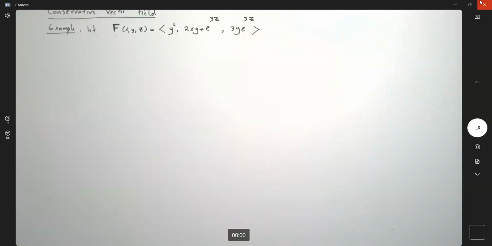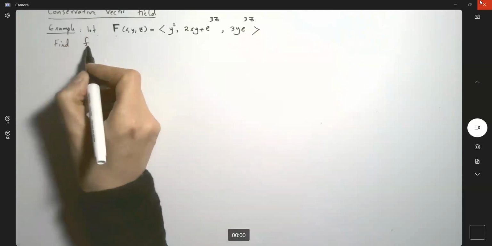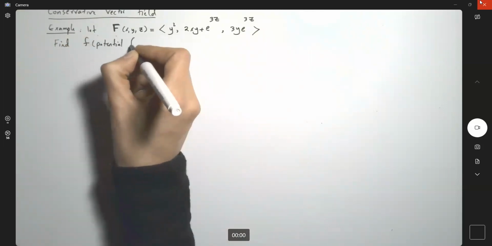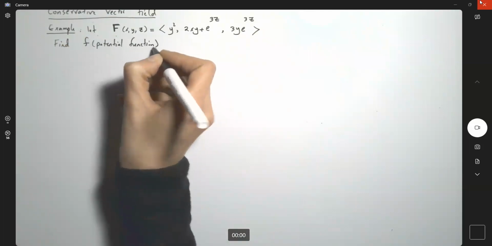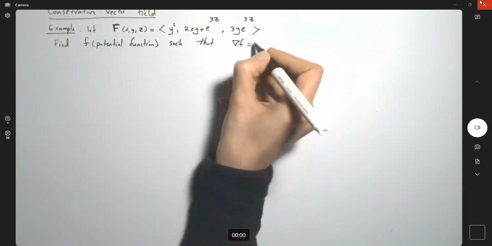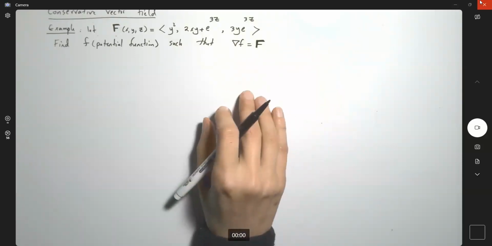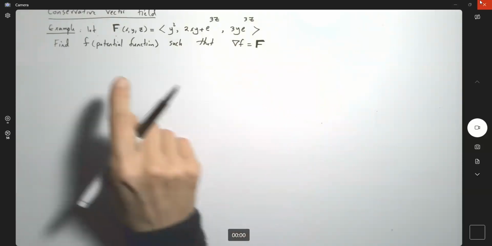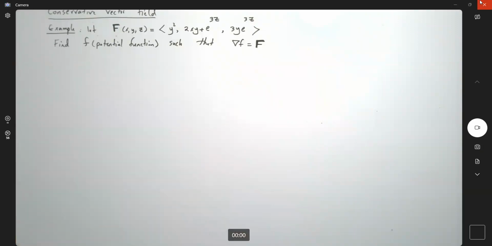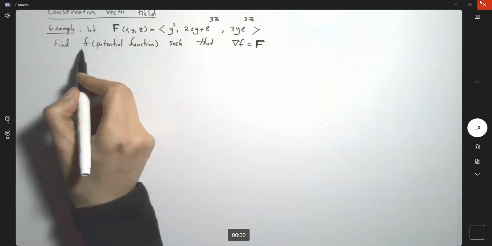I'm asking you to find the potential function f, such that the gradient of the potential function is equal to your vector field. For those of you who are going to take differential equations later, you're going to apply this technique in finding the solution of a differential equation as well. So we're looking for this function.